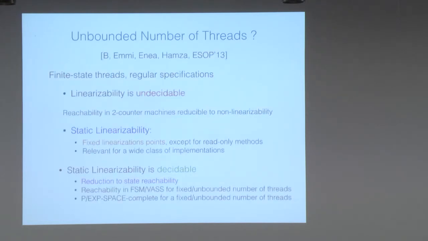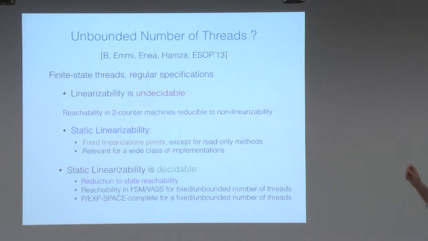Now, if you go to a more general framework, where you assume that I have an unbounded number of threads, because I have an unbounded number of clients trying to access my data structure, what will happen? Well, we show that linearizability is undecidable in that case. You may say, well, you have an unbounded number of threads, so it's not that surprising that it's undecidable. Actually, it's not that straightforward.